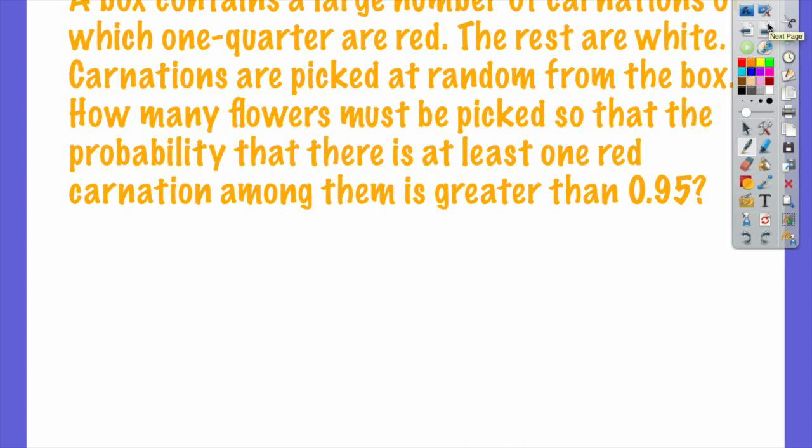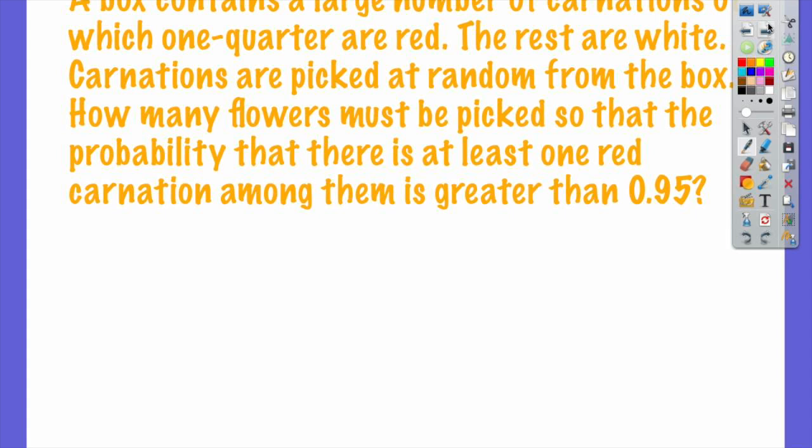Here we go, the last one before we go into expected value and variation. It says the box contains a large number of carnations in which 1/4 are red. The rest are white. Carnations are picked at random from the box. How many flowers must be picked so that the probability that there is at least one red carnation among them is greater than 0.95?